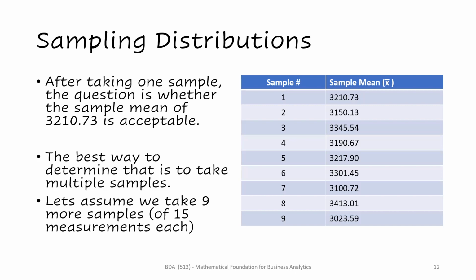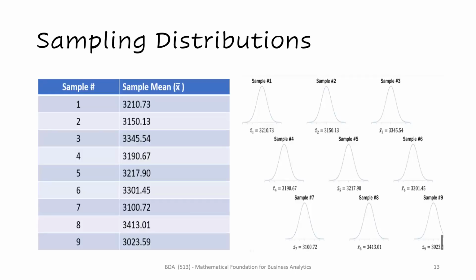All right. So basically, this is what we're going to have. We are going to have, let's say, 9 different normal distributions. Each of these samples will have its own sample mean. Do you agree? So we have 9 samples, and we are going to have 9 different sample means.